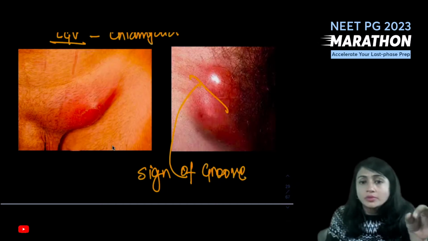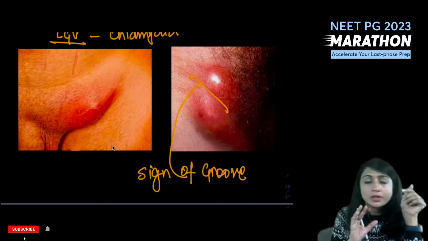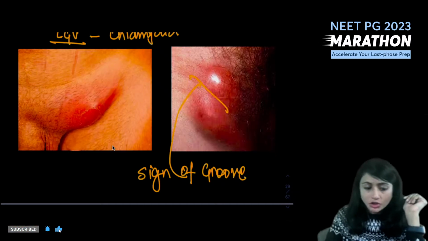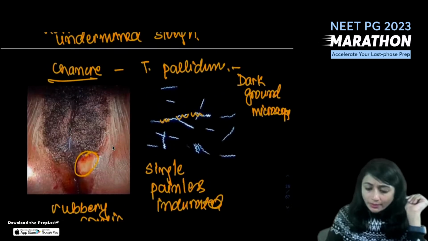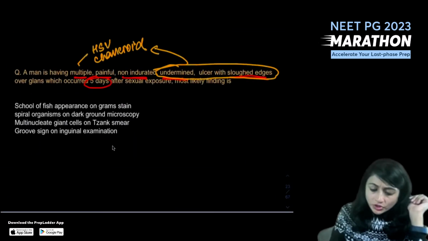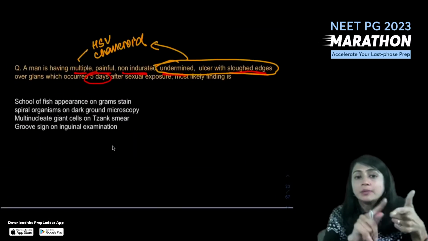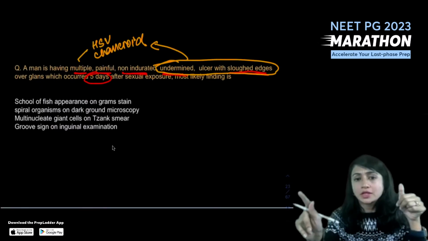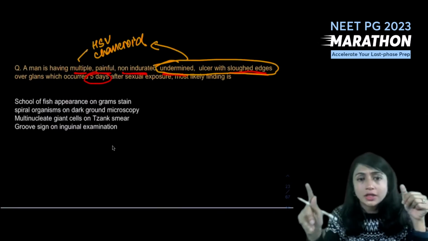Genital ulcers are very commonly asked. So we quickly revised. You can be given any of these images. You can be given any of the investigations related to this. So coming back to the question here. I have a man with multiple painful, non-indurated, undermined ulcers with sloughed edges. So undermined, you think of chancroid.